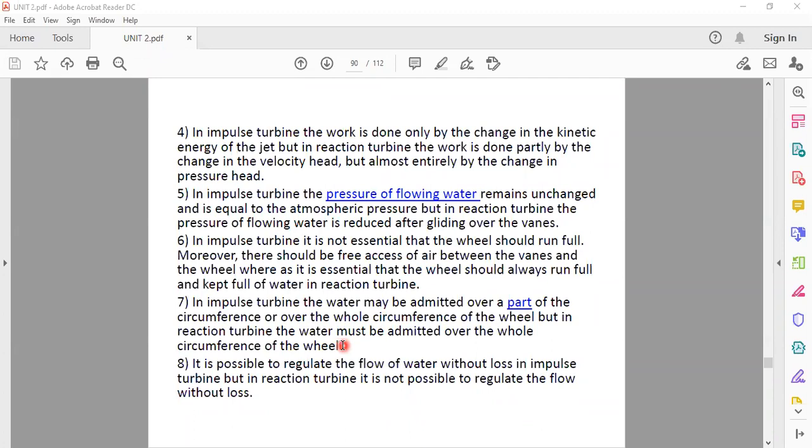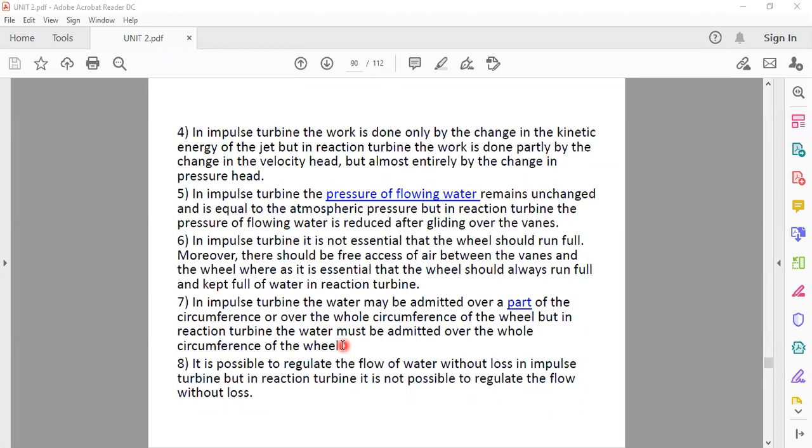In impulse turbine, it is not essential that the wheel should run full. Moreover, there should be free access of air between the vanes and wheel, whereas it is essential that the wheel should always run full and be kept full of water in reaction turbine.